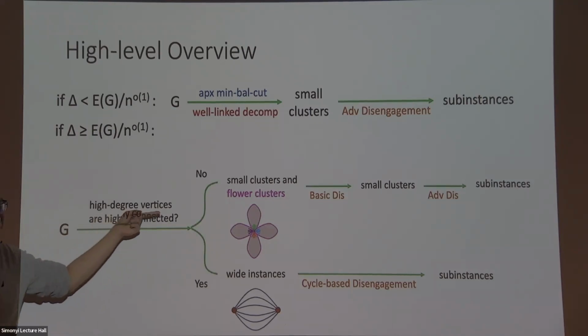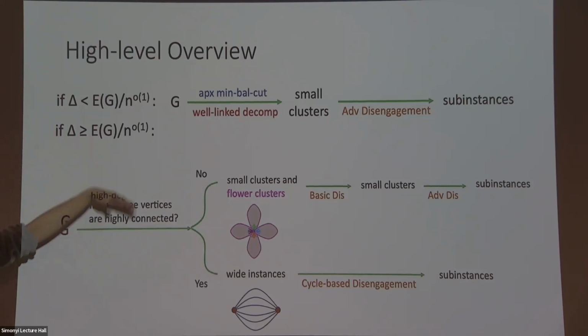These are called high degree vertices. The one-sentence summary of this part is that it is completely different from what we have covered in the second part. It's a completely different algorithmic framework.